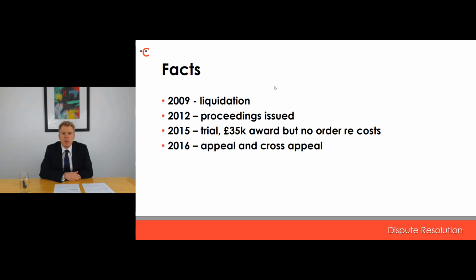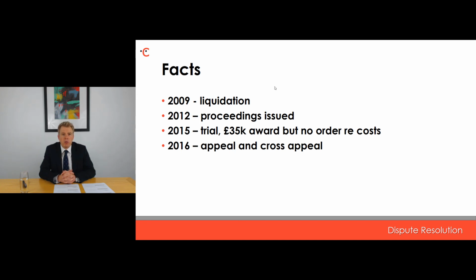The liquidators had limited success. It was quite a long hearing, a long judgment. The directors were ordered to contribute £35,000 to the assets of the company, but reflecting the fact that the liquidators hadn't been particularly successful, there was no order made as to costs. And what's recorded in the appeal judgment, the liquidators' costs at that stage were £1 million.